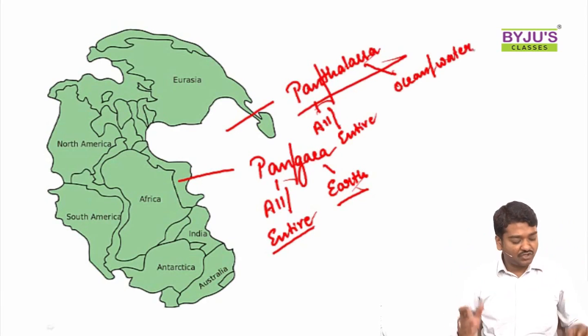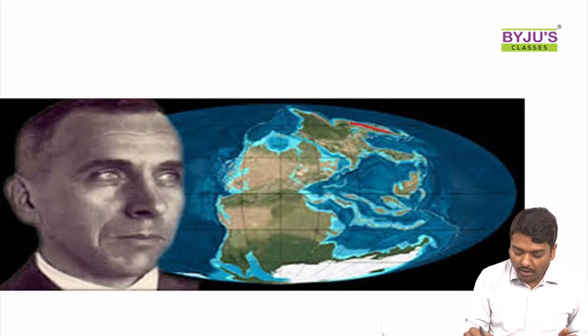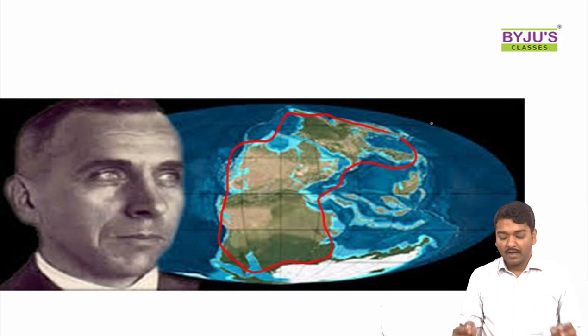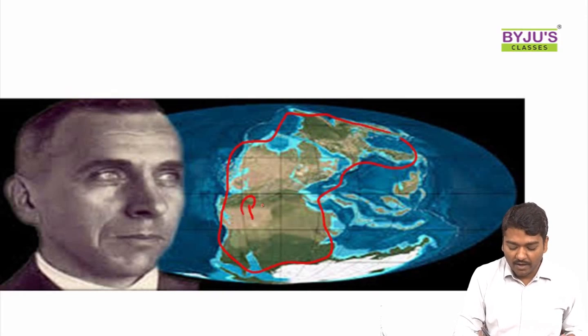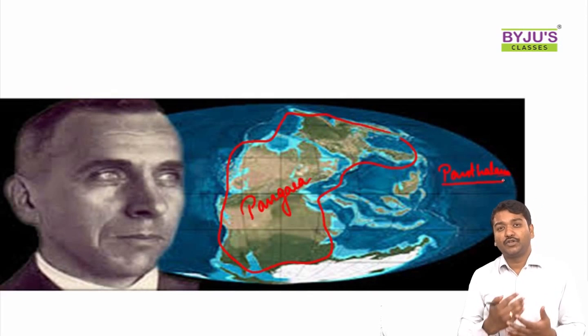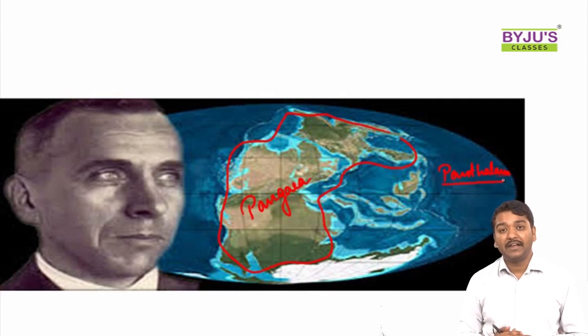So he was actually visualizing the globe where all the continents were together and all the ocean was together. He called the continents Pangaea or Pangea and the ocean Panthalassa. And he said that over a period of time, they got separated and formed what it is today.